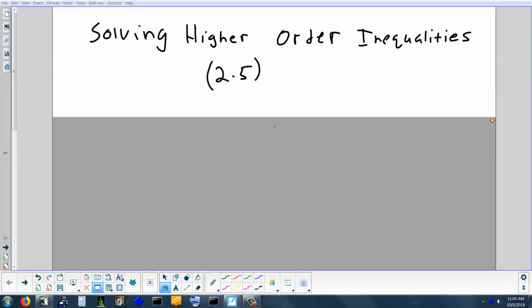Okay, so we're going to start out today by looking at section 2.5, which is on solving inequalities. But we're going to look at inequalities that aren't just linear. Now they're going to be up to quadratic, okay, or even cubic. So inequalities where the highest exponent is a 2 or a 3.